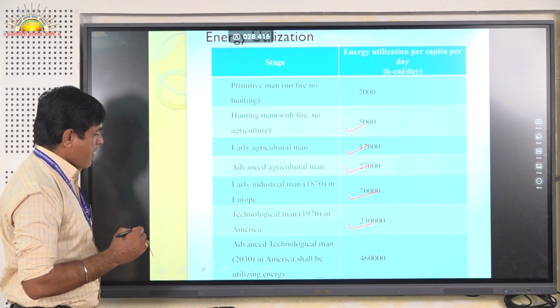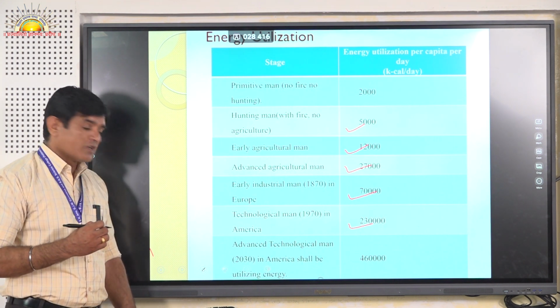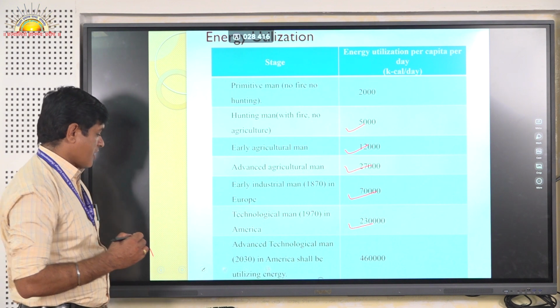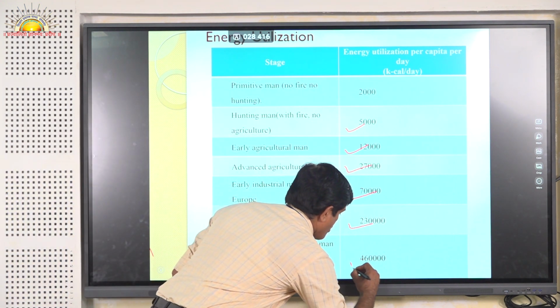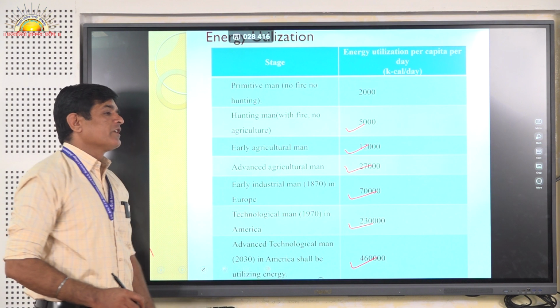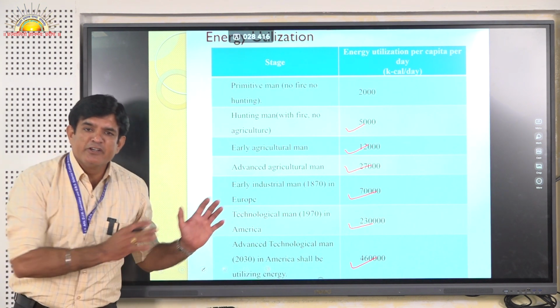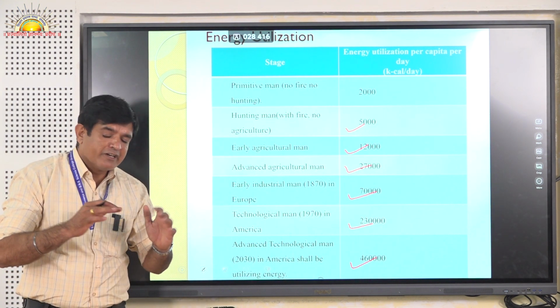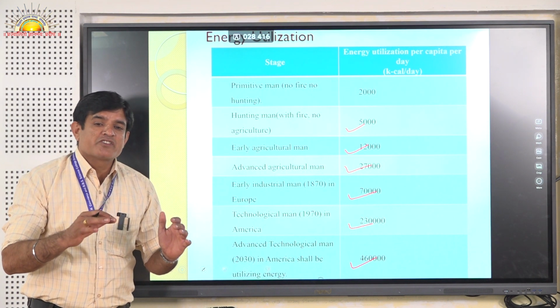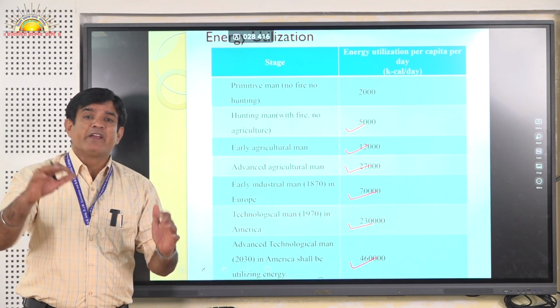And last, advanced technological man in 2030 in America shall be utilizing 460,000 kilocalorie per day. This indicates that energy utilization goes on increasing day by day tremendously.